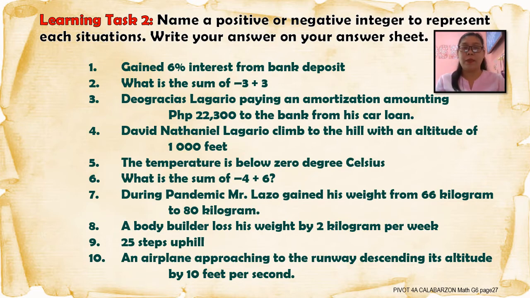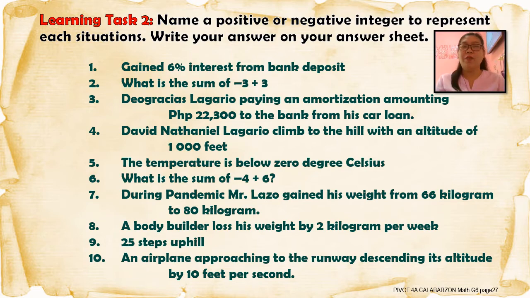Item number 6. What is the sum of negative 4 plus positive 6? 7. During the pandemic, Mr. Lasso gained weight from 66 kg to 80 kg. 8. A bodybuilder lost weight by 2 kg per week. 9. 25 steps uphill. Last item, an airplane approaching the runway, descending in altitude by 10 feet per second. Pause the video if you need more time in answering.